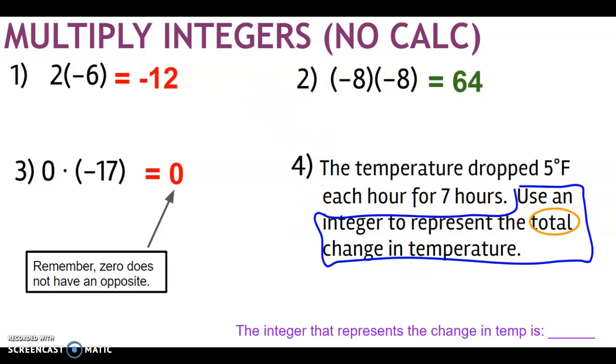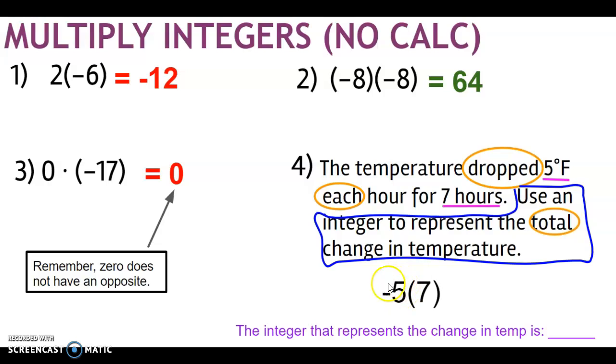Okay, so let's look at what's happening. Temperature's dropping 5 degrees. What integer represents to drop 5 degrees? Yeah, -5. Now this happens each hour for 7 hours. So the first hour it drops -5, then another -5, then another -5, then another -5, and it does that 7 times. So how can we figure out the total change in temperature?